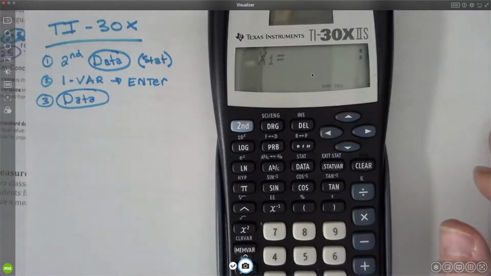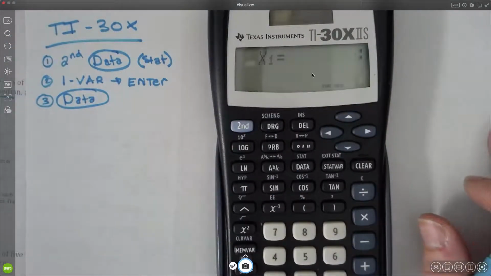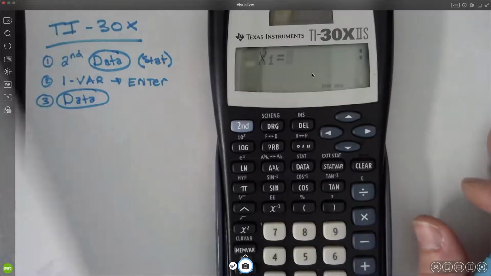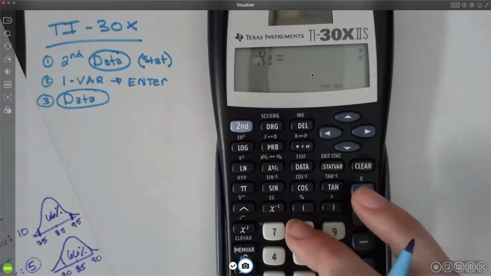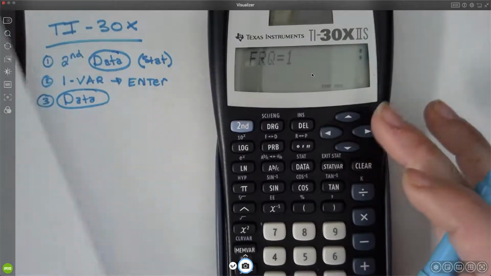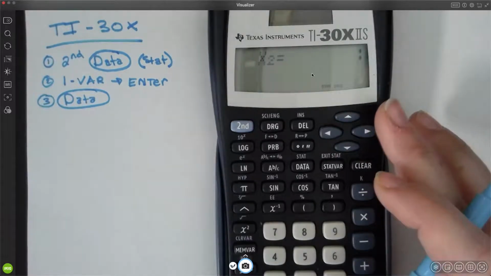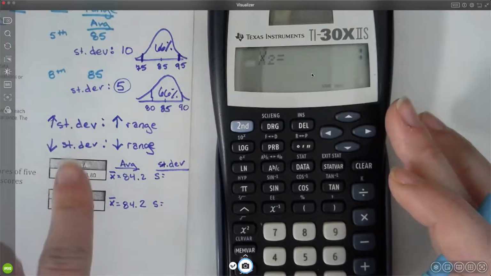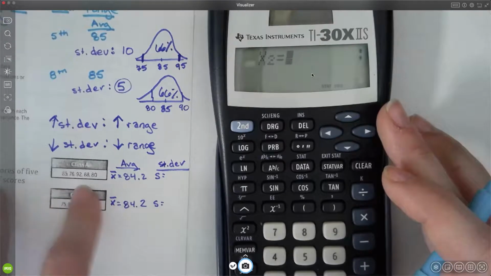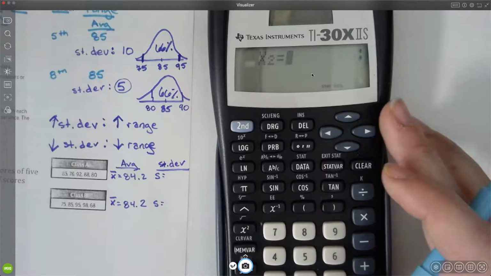So it says X1. My first number that I'm going to enter, if you look at your notes, is 85. So I'm going to hit 85 and hit the down arrow. What does FRQ mean? Frequency. So if I had 85 as a number that showed up twice, I could change that to a 2. But I don't, so I'm going to go down. Do you know where I'm getting these numbers from? Right here, Class A. We're going to type in all the Class A's. So what comes after 85?